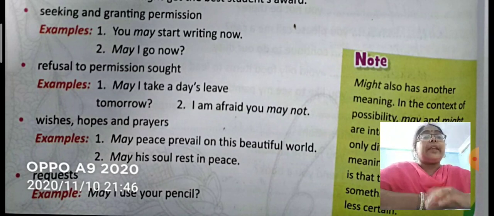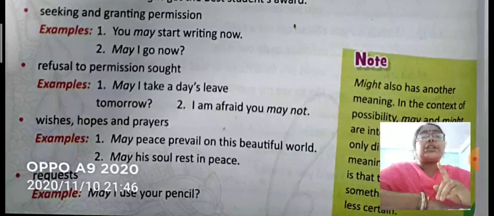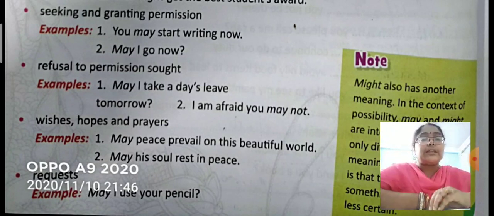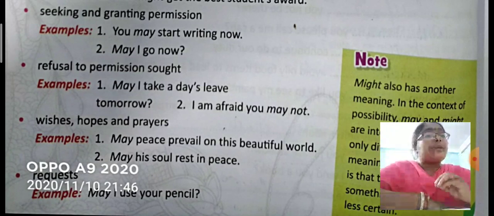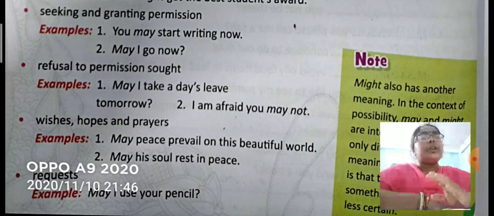The next is refusal or permission sought. May I take a day's leave? I'm afraid you may not. So these are seeking permission and also refusal. Everywhere we use may. The next is wishes, hopes and prayers. That is, may his soul rest in peace. May peace prevail on this beautiful world. All these are wishes, prayers and all.